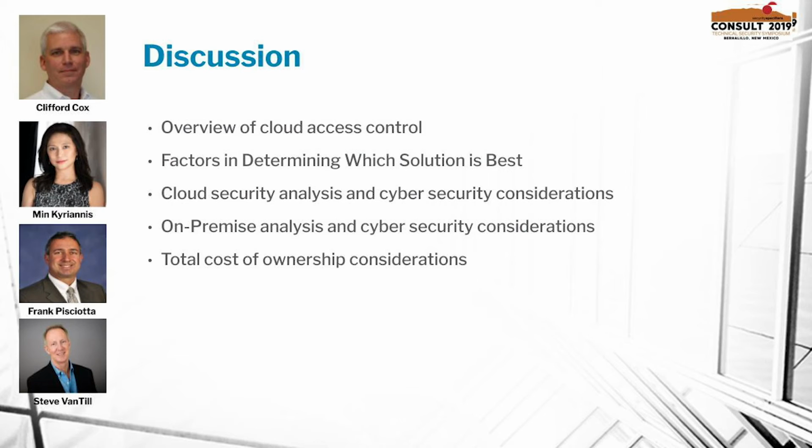I have Clifford Cox here, Min Kyriannis, and Stephen Van Til. And we're going to be talking about on-premise versus cloud access control. We'll talk through what factors you might consider when determining which architecture you might want to use. Go through a cloud security analysis and cybersecurity considerations, our on-prem analysis and cybersecurity considerations, and then what you think about when you do the total cost of ownership analysis.